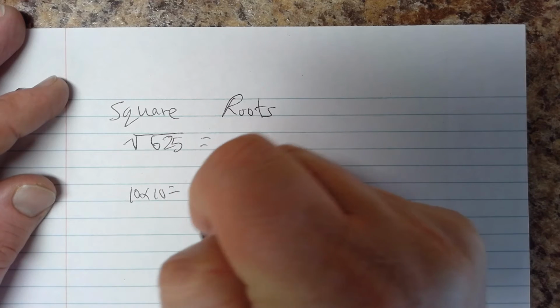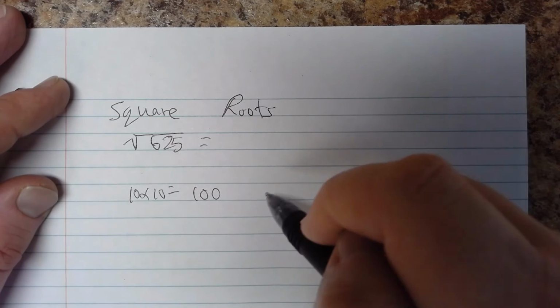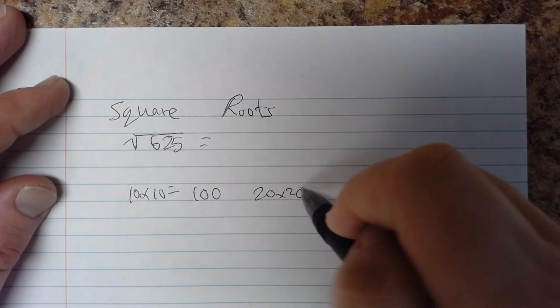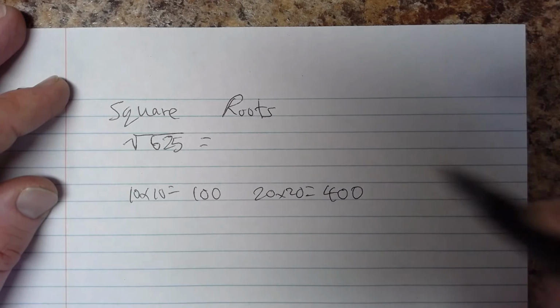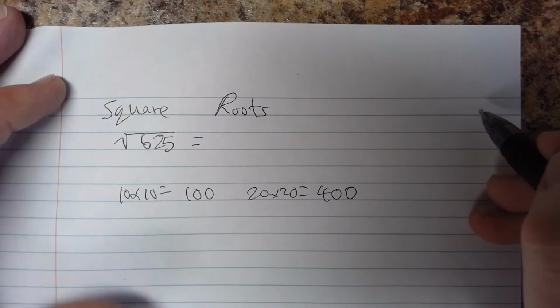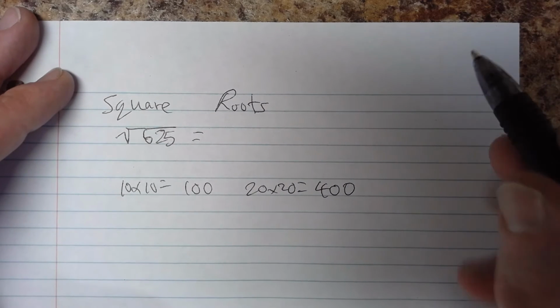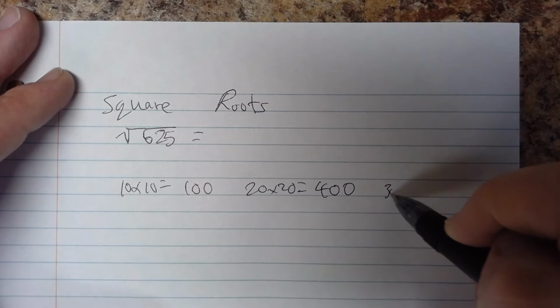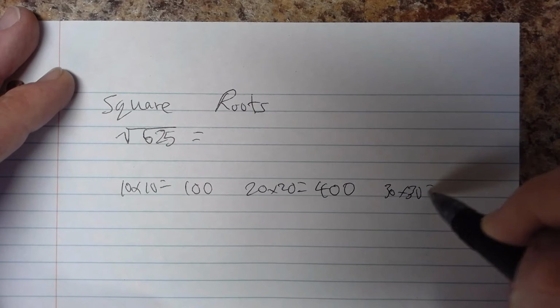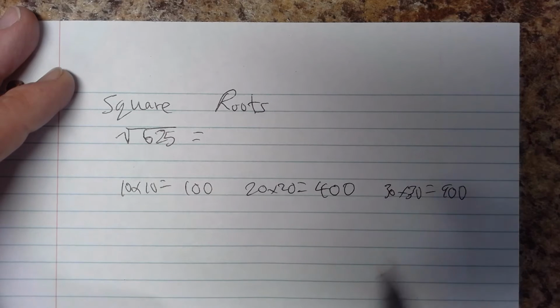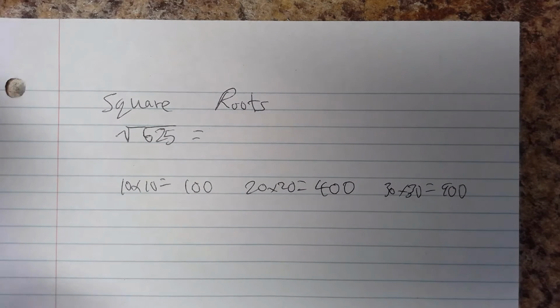10 times 10 is 100. So that's not there yet. 20 times 20 is 400. See, I'm just doing the easy ones to find out where I'm at. 30 times 30 is 900. So I know that it's somewhere between 20 and 30, but what is it? So now I know what my range is.